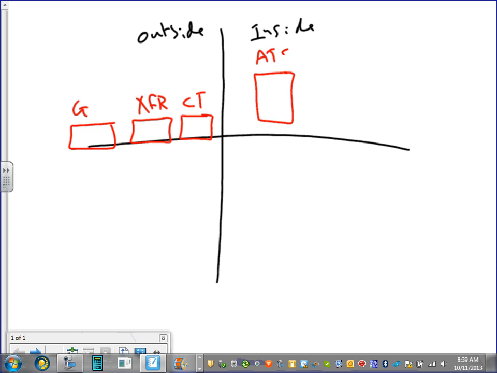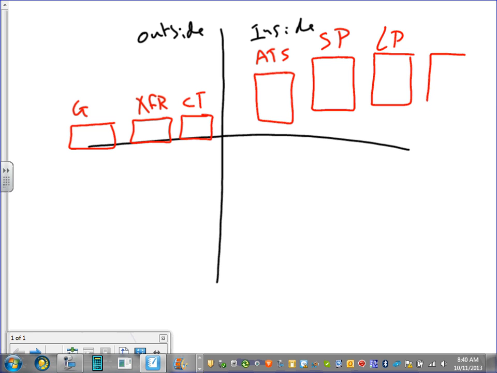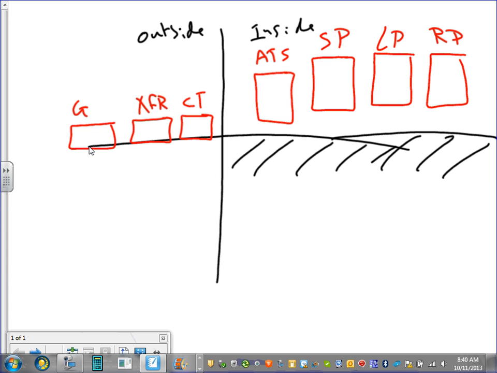Auto transfer switch. That's going to be feeding what I'm going to call the service panel, so I can follow up with the direction they did. Service panel. Right next to it is my lighting panel, and right next to it is my receptacle panel. Could you please sketch this one? That's how your riser is going to look. This is underground, inside and out.